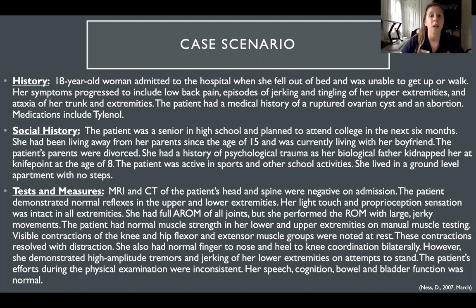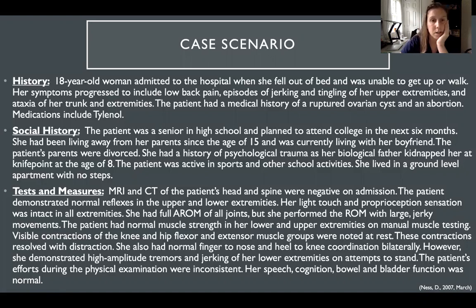Her symptoms progressed to include low back pain, episodes of jerking and tingling to her upper extremities, ataxia of her trunk and extremities. The patient had a medical history of a ruptured ovarian cyst and an abortion. Medications that she takes daily include Tylenol.